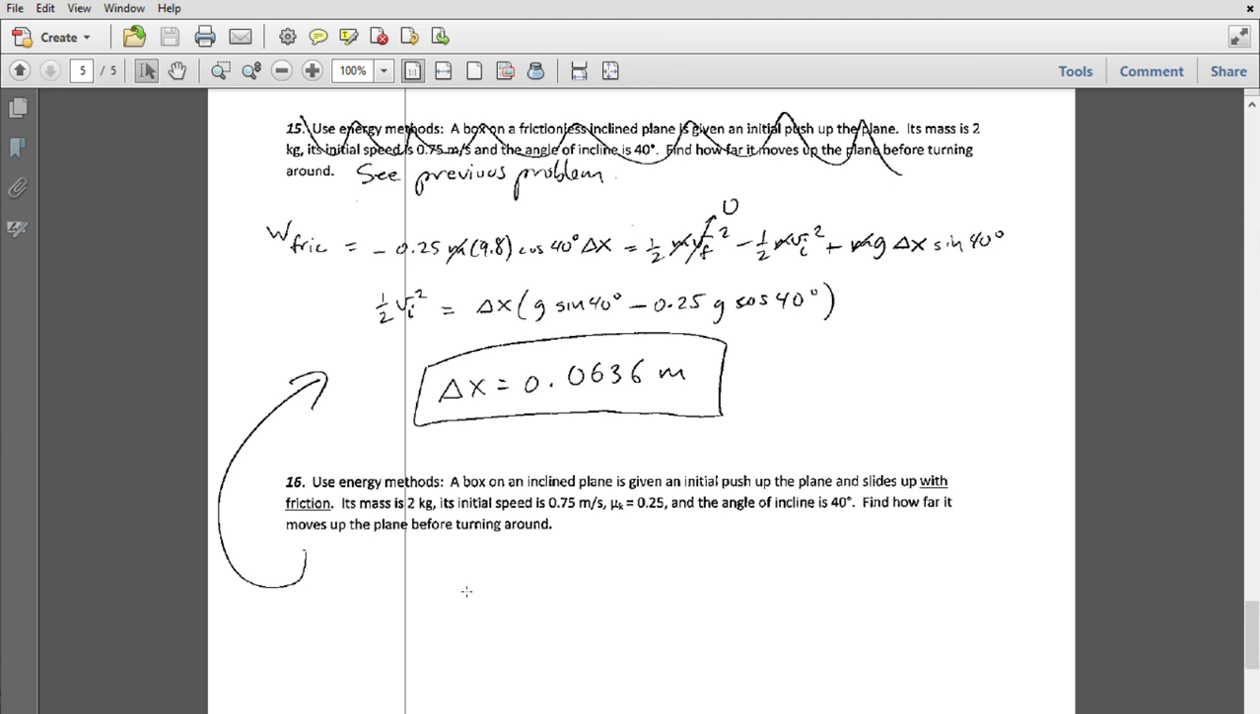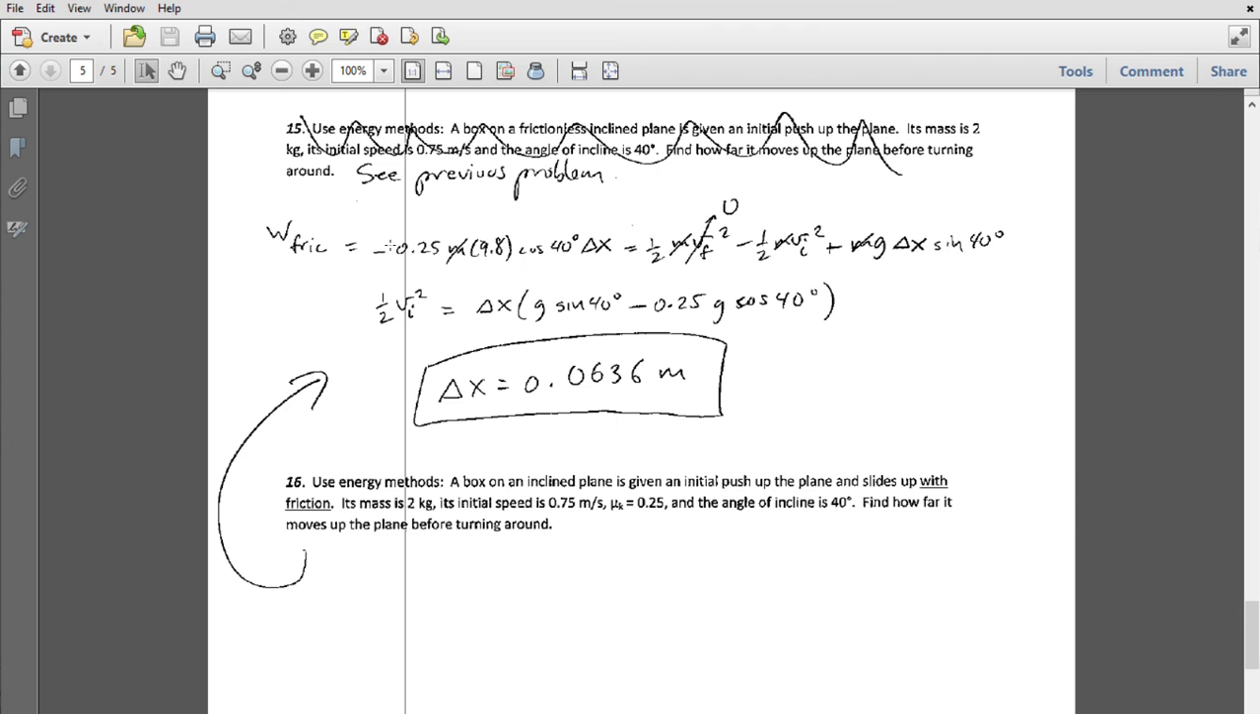A box on an inclined plane is given an initial push up the plane and slides up with friction. Its mass is given, initial speed is given. How far does it go up before it comes to rest? So again, we'll take friction to be an external force, but we'll take gravity to be internal. So the work done by friction will be negative because friction is always going back against the direction it's moving. That's why I put the minus sign in there.